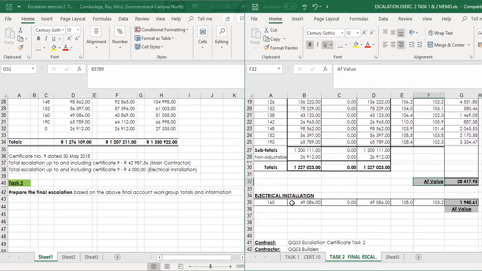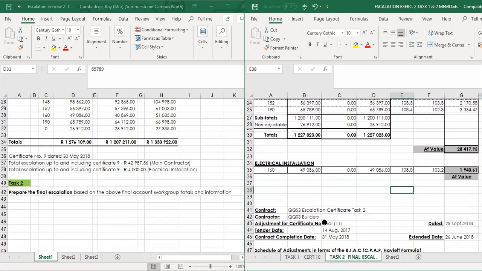You're also going to do the same for the nominated subcontractor in this case, which is the electrical installation at practical completion. That was the value. Apply the indices to get the AF value for the electrical installation. Obviously, if there was, let's say, air conditioning, you will have a separate calculation for the air conditioning installation. So for all nominated subcontractors, you will have separate calculations. Good, so that is to calculate the AF value. Now let's look at the final escalation.